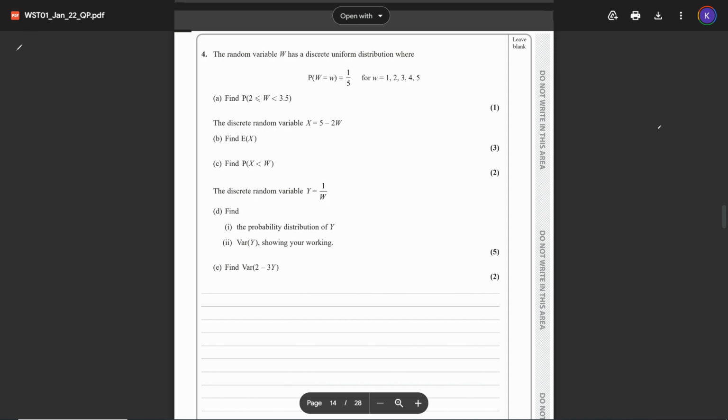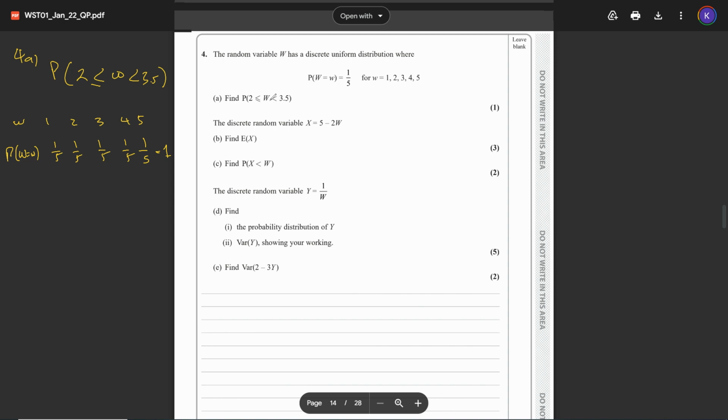All right, so question for A, the probability that W is greater than or equal to 2 and less than 3.5. If I have to draw up the probability distribution table for this, we've got W is 1, 2, 3, 4, and 5, and the probability of W equal to w is given by 1/5. And rightfully so, because if we add up the probabilities, it adds up to 1.